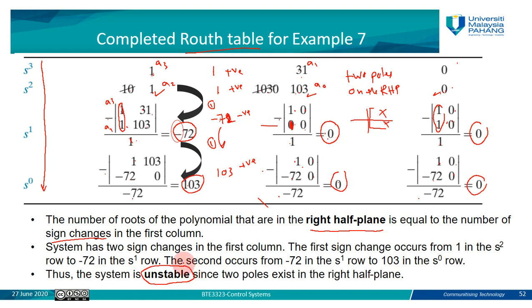I hope it's clear how to generate a Routh table and how to decide if the system is stable or not based on the number of sign changes in the Routh table elements.